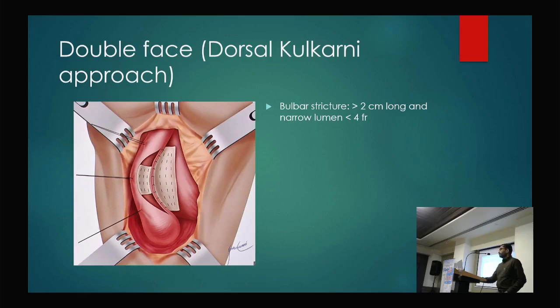Double face is indicated when the bulbar strictures are more than 2 centimeters and there is a narrow lumen, say less than 4 French, where a technique described by Dr. Kulkarni is to dissect the spongiosum dorsally, open the stricture dorsally, put a graft on the spongiosum dorsally and excise the stricture segment ventrally and put a graft there also. So, double face.